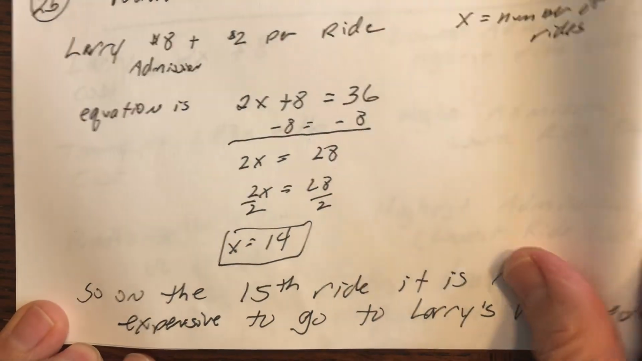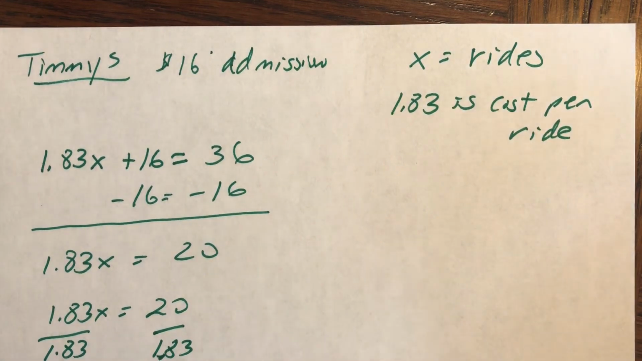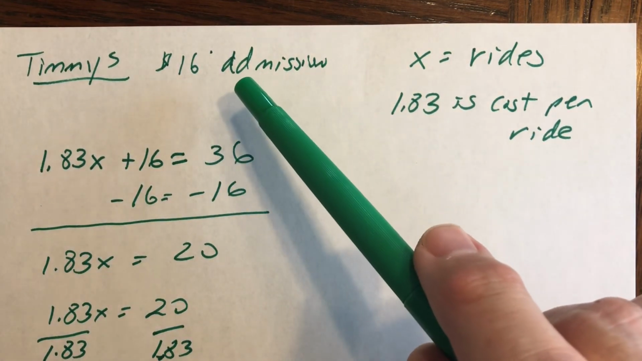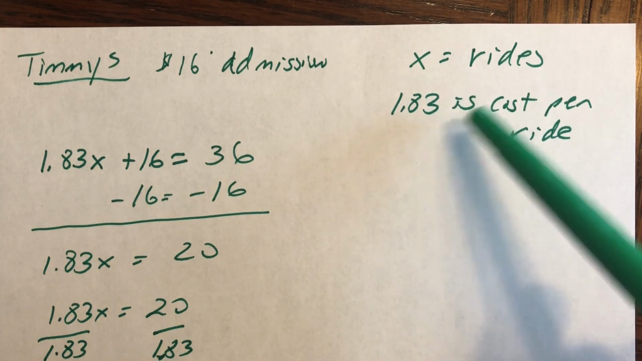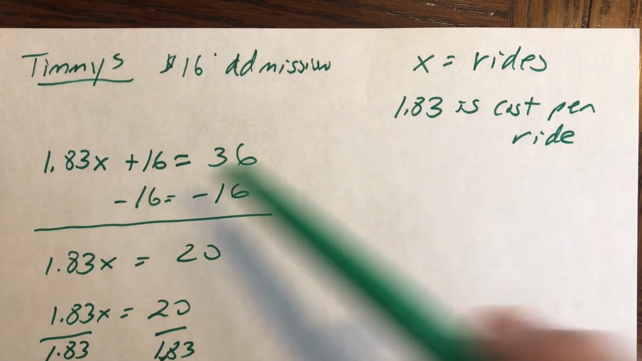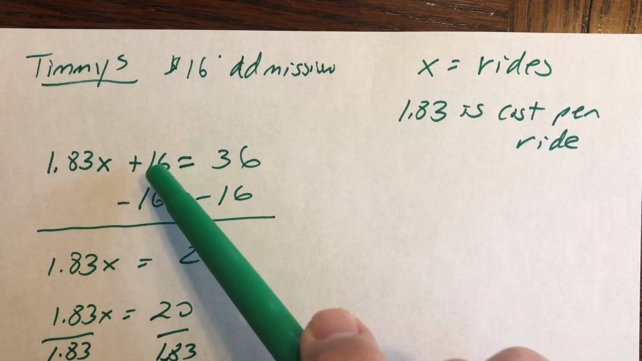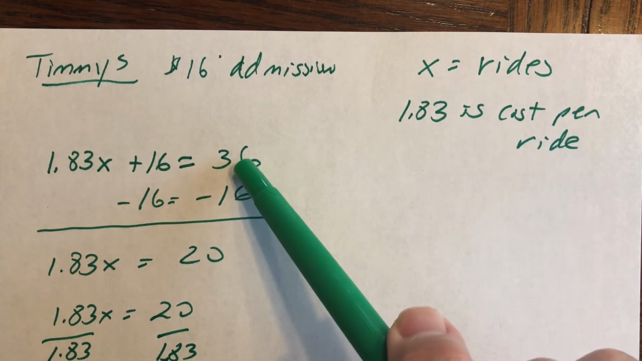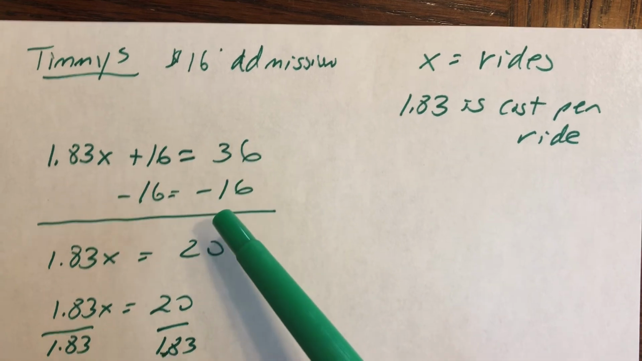And they want us to do that same thing for Timmy's Tidal Wave, right? So it'll be real similar. On Timmy's, it was a $16 admission fee. We're going to let X be the rides again, and it's $1.83 per ride. So we're going to make an equation real similar to what we did for Larry's. For Timmy's, it's $1.83 times X plus the $16 admission cost, and we're setting that equal to the cost to get into Puddles, which is 36, and we're going to solve that again for X.